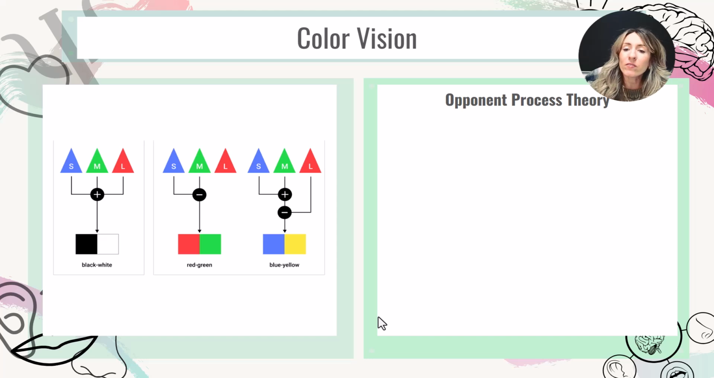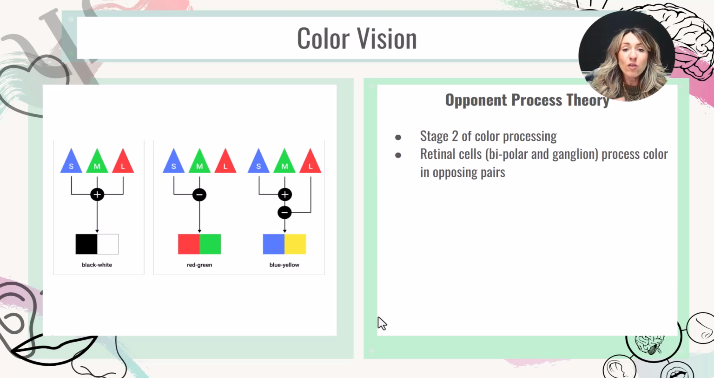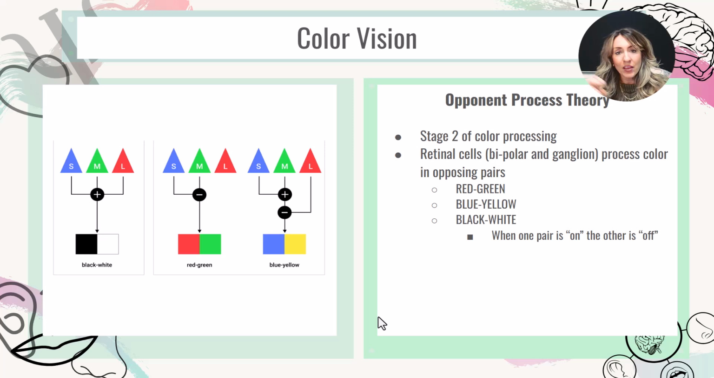Now, the next theory of color vision isn't necessarily against the first theory, but it's like the second step of the process. So what we realized is that color happens in two stages. We have the trichromatic theory that happens first. As you can see in this diagram here, you've got the short, medium, and long wavelengths in the blue, green, and red cones. And then those talk to other retinal cells, namely the bipolar and the ganglion cells, which then process the colors in opposing pairs. The pairs are red-green, blue-yellow, and black-white. When one pair is on, the other is off.